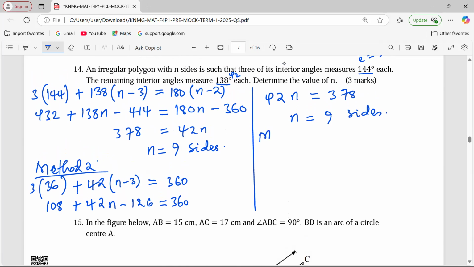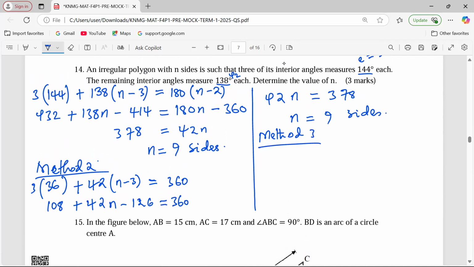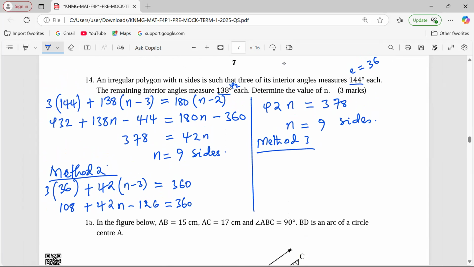Let's try a method 3, just in case it goes through. Can we say that these exterior angles should give us 360? If they should give us 360, we have the first 3 measuring 36. So 3 angles times 36 each gives us 108. So the remaining angles should give us 360 minus 108, giving us 252.